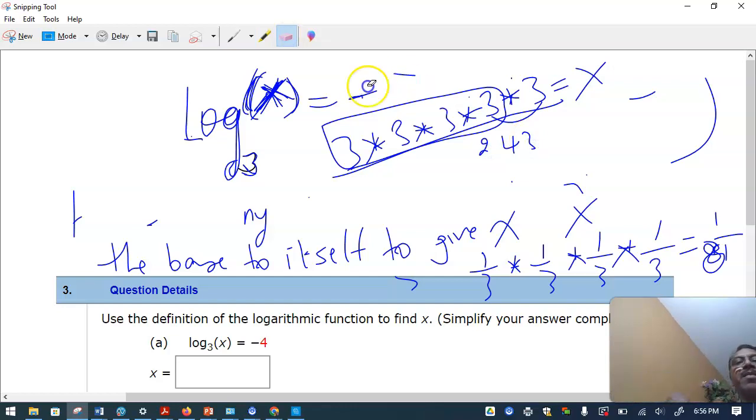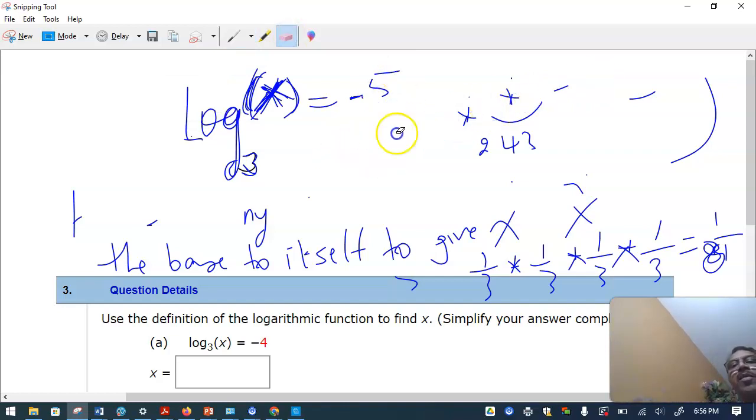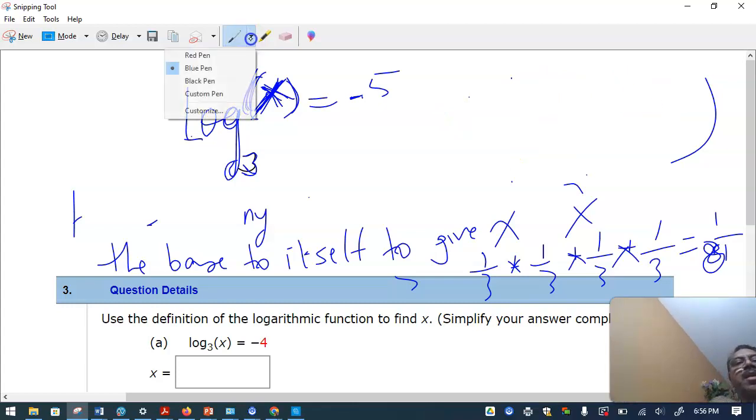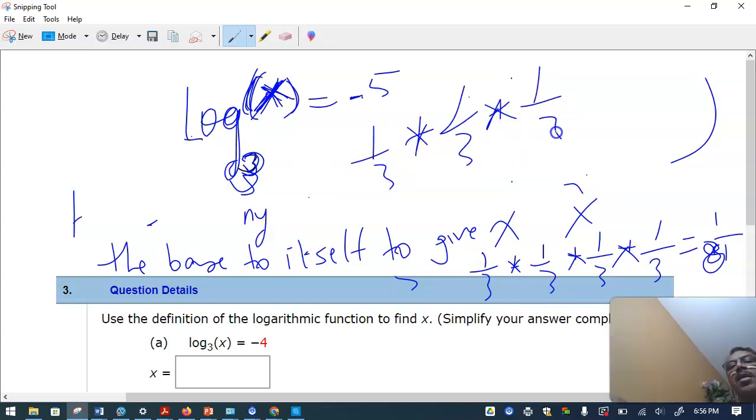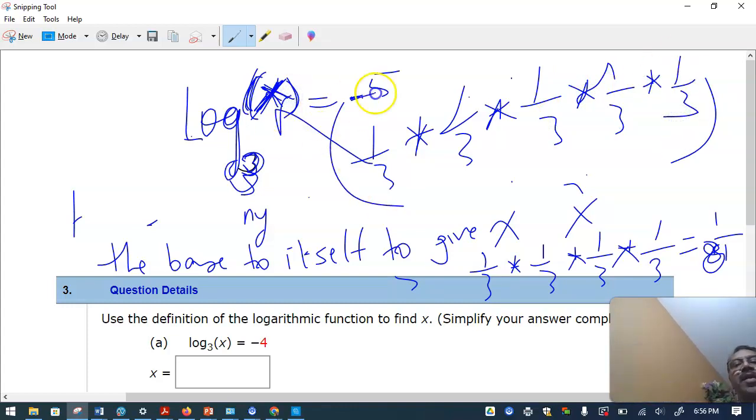But if the same was minus 5, how does it change? What you do is you just multiply the reciprocal of the base, which is 3. So you just do one third, one third, one third, one third, and one third. And that will give you the answer if it is minus. So I hope that takes care of it.